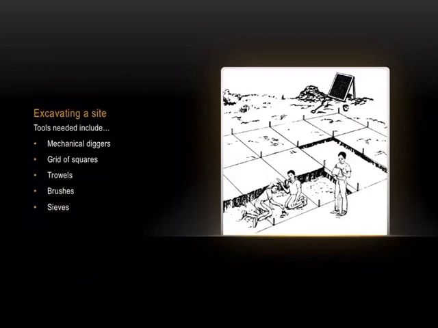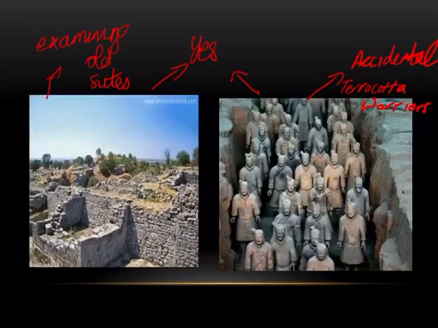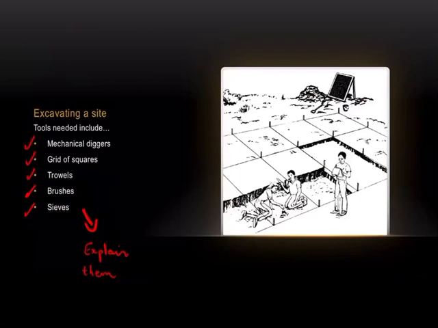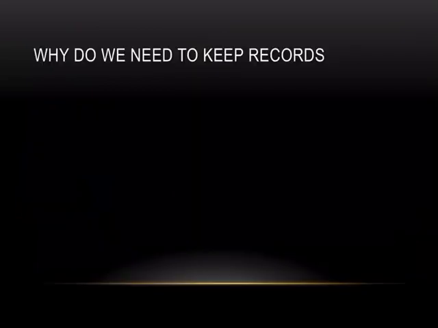So that goes back to using the tools. Again, you need to mention your mechanical diggers, you need to mention grid squares, you need to mention trowels, brushes and scissors. But as well as mentioning what they are, you have to explain what they do. So you leave no room for ambiguity, you leave no room for confusion. Explain what everything is.